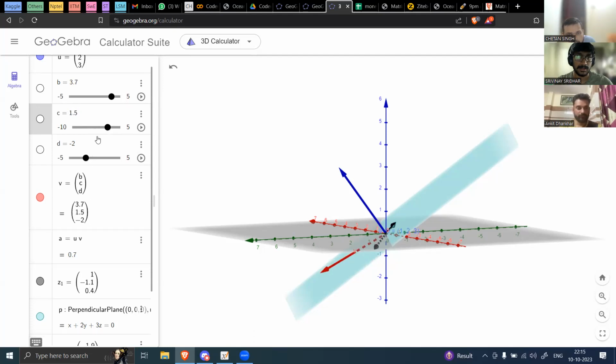I think Kashish has actually mentioned in the chat that whatever vector is perpendicular to 1, 2, 3 will be on the plane x plus 2y plus 3z equal to 0. That's correct.